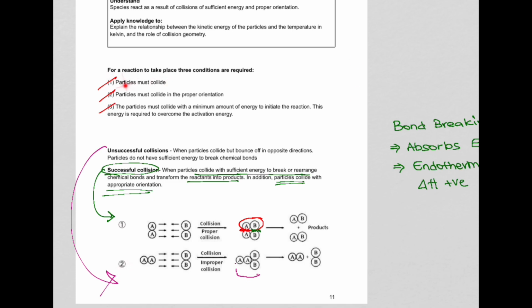So if we're able to get more particles to collide, we're going to have more particles colliding in proper orientation. Hence, rate of reaction would increase because there would be more successful collisions. If we find a way to increase the energy of the particles, definitely there's going to be more particles with that activation energy. Therefore, rate will increase.